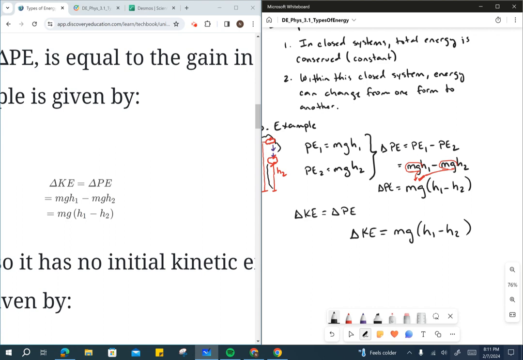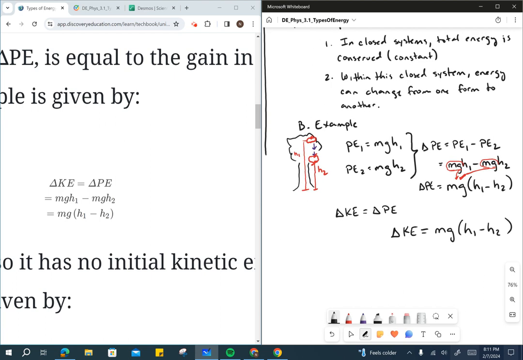Now, when you think about change in kinetic energy, let's just write this out as a side note: KE equals 1/2 times mass times velocity squared, right? Well, at the beginning, at the first height, there was no kinetic energy. There was only potential energy. So really we only had kinetic energy at the second height when the apple dropped.